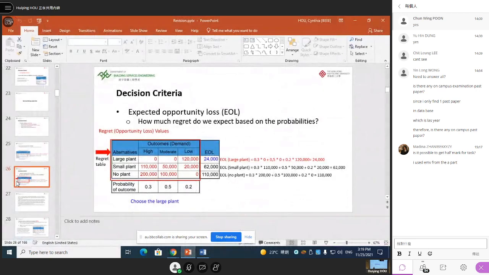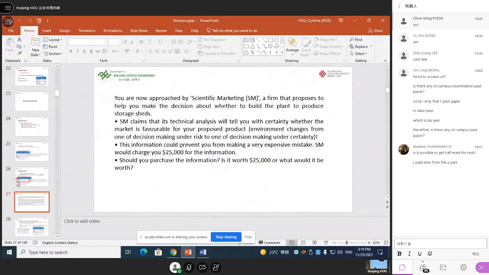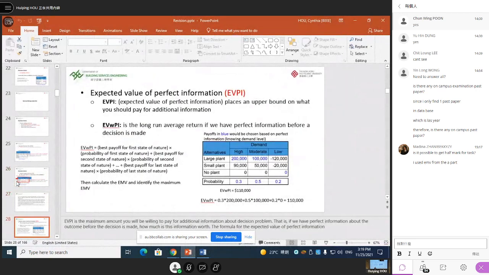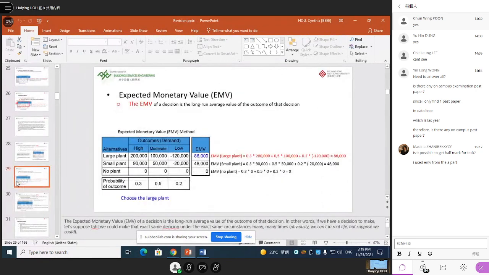So that is about EOL and EVPI. I think the process of the calculation is very straightforward, shown in the slides, and the questions are also very straightforward. Just make sure that you choose the right numbers, you understand them well, and get the right answer. For the others, I think it should be fine.